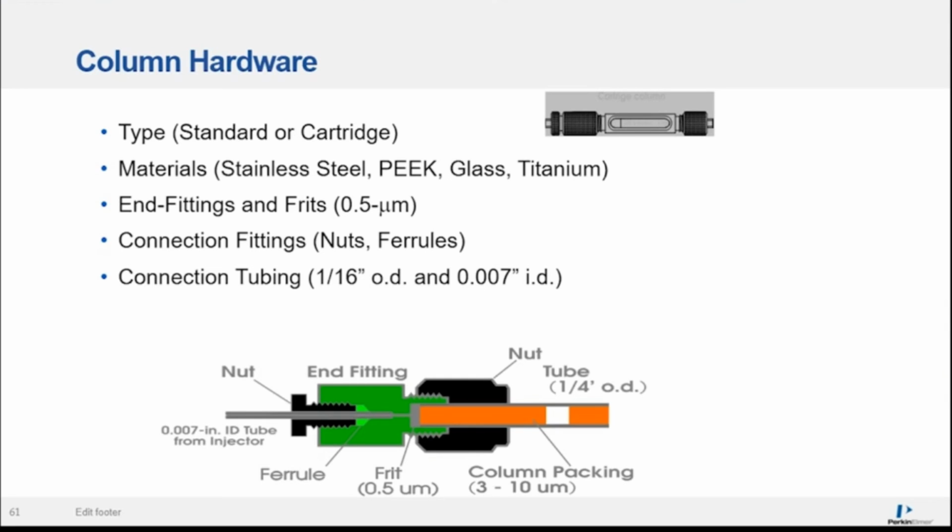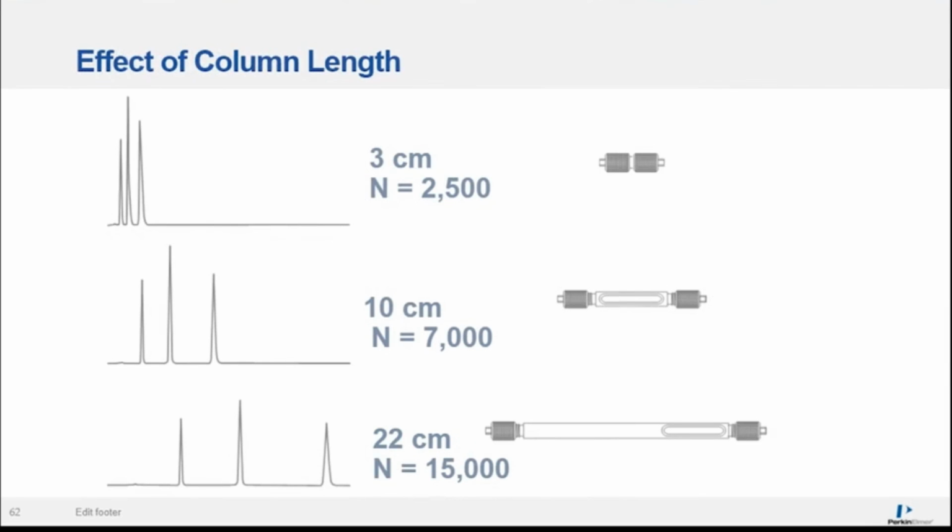Now, people often ask, why do you sell columns of the same material in different lengths? And I'm just going to try to answer that here. Here's the 3 compounds we're interested in separating. If you have to run 100 samples a day, then the 3-centimeter column is the correct column for you because you need speed. On the other hand, if you're running a very complex sample and there are a lot of other compounds that might elute in addition to the 3 of interest, then you need a column which has a lot of theoretical plates, a lot of resolution. So therefore, the 22-centimeter column would be the best column for you.